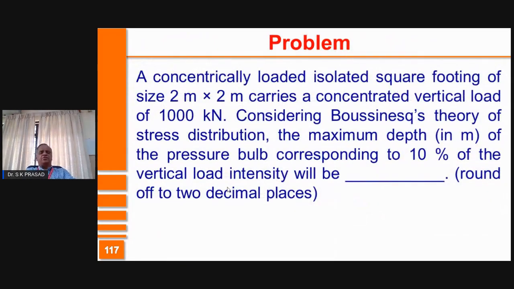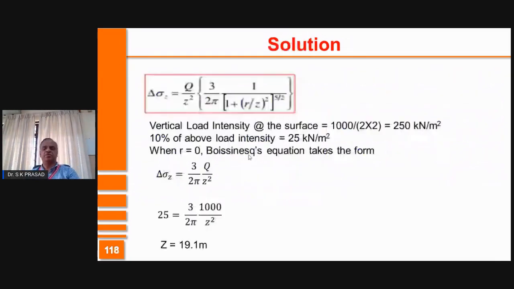So let us try to take a problem and solve. Problem of last GATE 2022 question paper. A concentrically loaded isolated square footing of size 2 meter by 2 meter carries a concentrated vertical load of 1000 kilonewtons. From Boussinesq's theory of stress distribution, find the maximum depth of pressure bulb corresponding to 10% of the vertical load intensity. And here also, the answer should not exceed 2 decimal places.